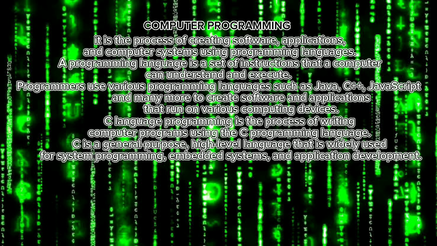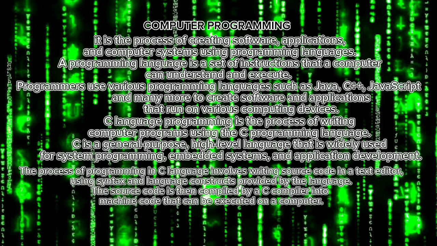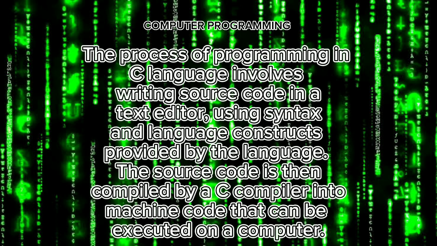C language programming is the process of writing computer programs using the C programming language. C is a general purpose, high level language that is widely used for system programming, embedded systems, and application development. The process of programming in C language involves writing source code in a text editor using syntax and language constructs provided by the language.